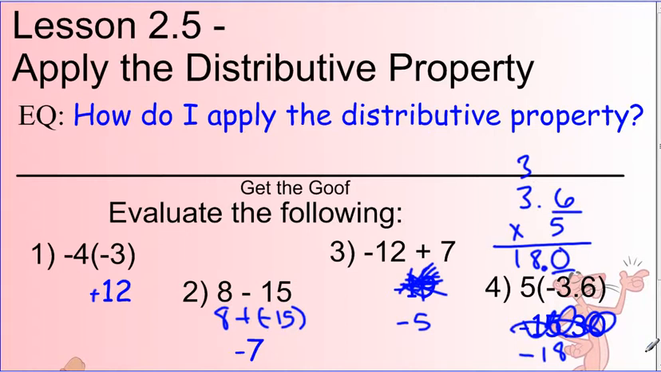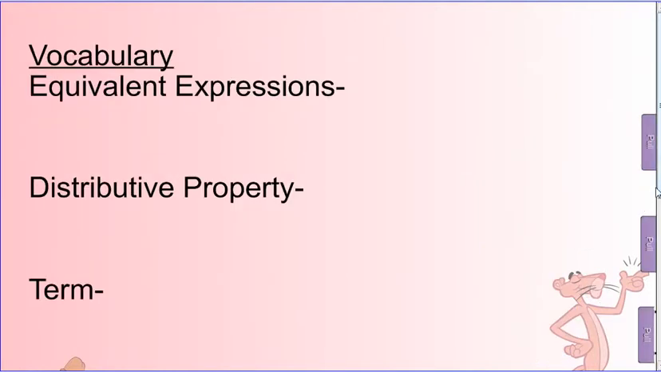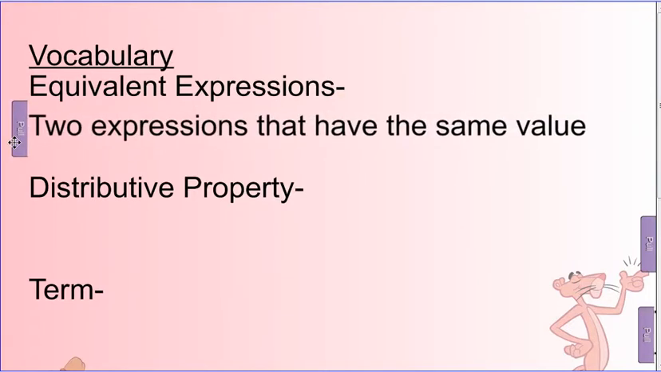All right. We have ourselves a bunch of vocabulary. So we'll start at the top. Equivalent expressions. Equivalent expressions are two expressions that have the same value. So an example would be like 3 plus 5. That has a value of 8. 4 times 2. That has a value of 8. Those two things would be considered equivalent expressions.